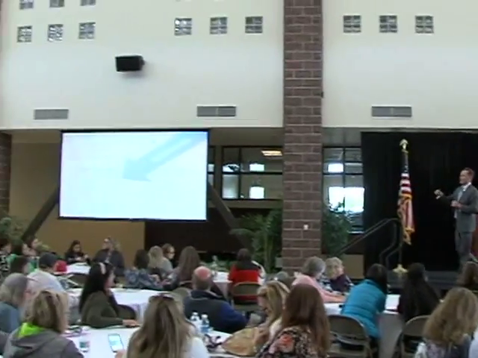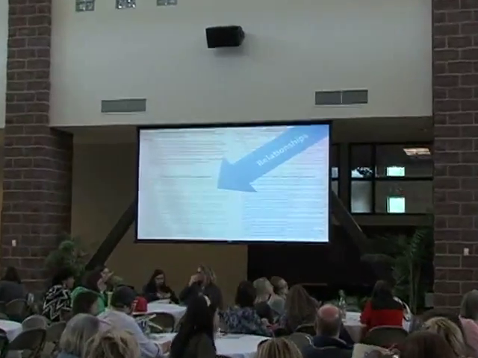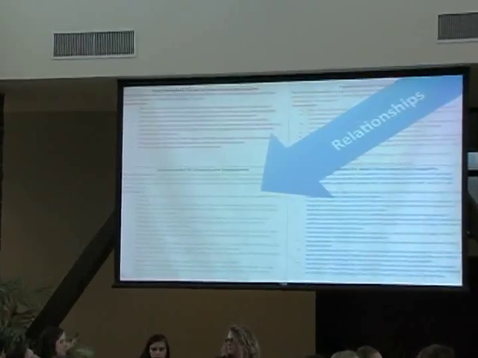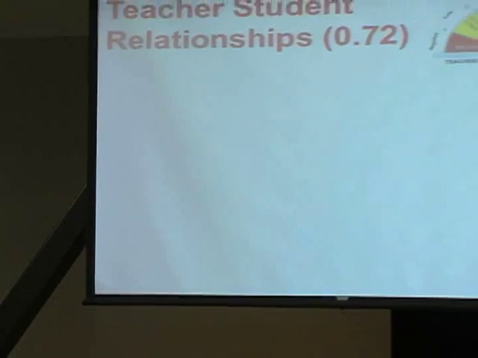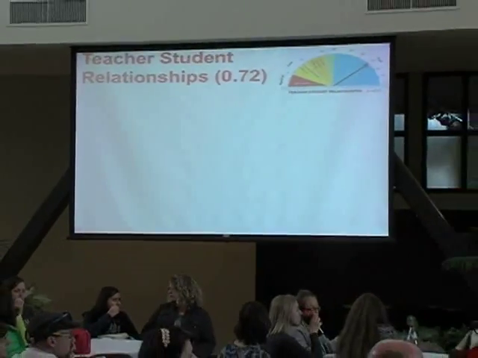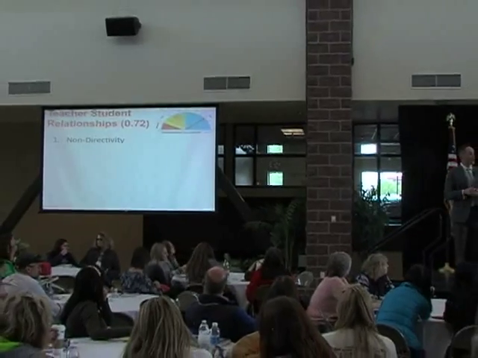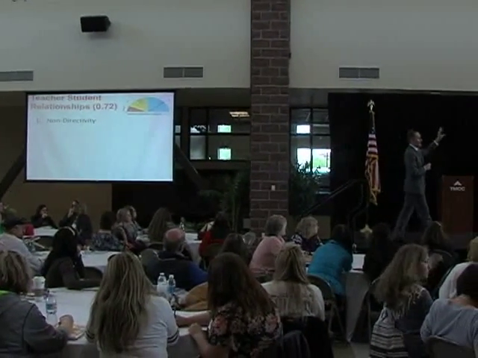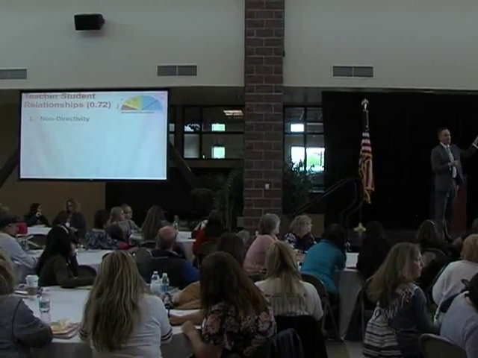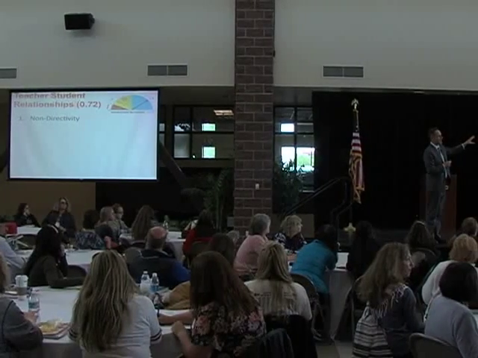And as a reminder, we're focused on climate and engagement. And the very, very first bullet item is positive, proactive, and restorative relationships. So what are the variables that research says really move the needle when it comes to student achievement? Okay, so the very first, top effect size, it's actually over a 0.72, is non-directivity. We'll unpack this a little bit.